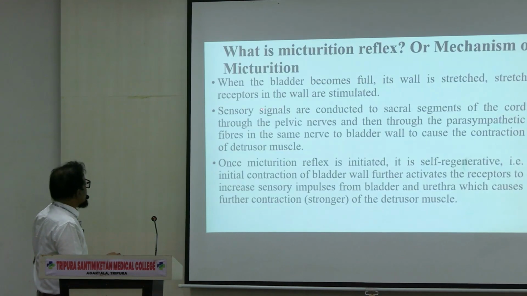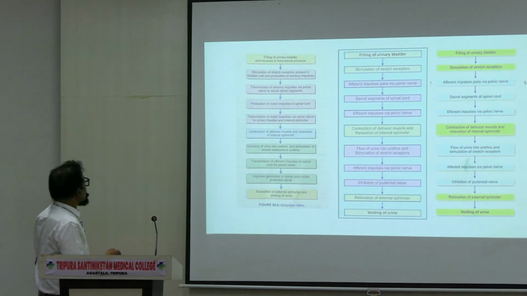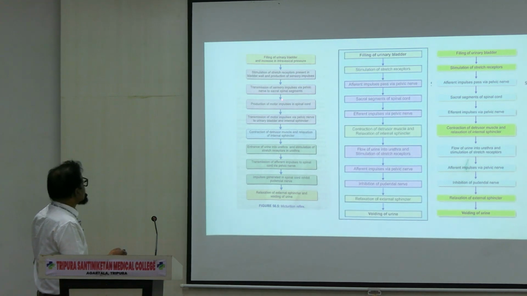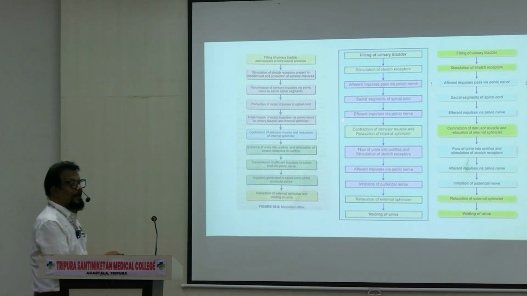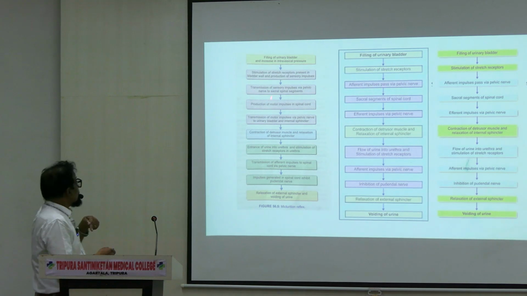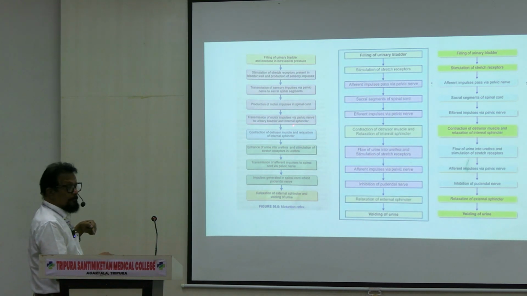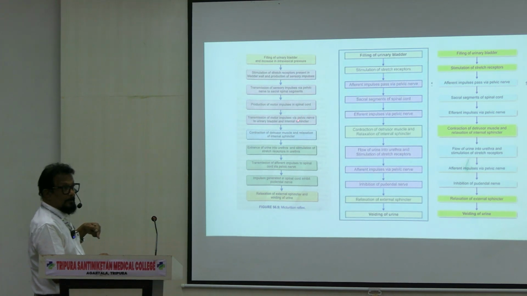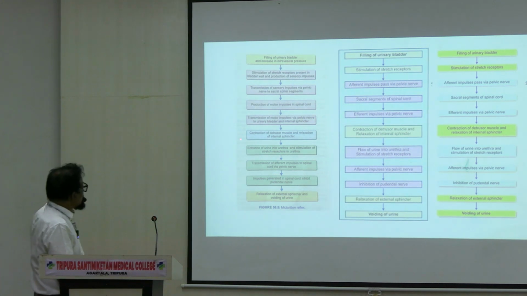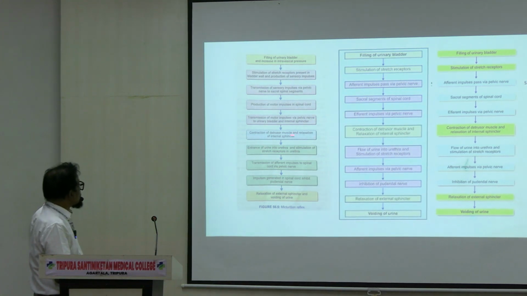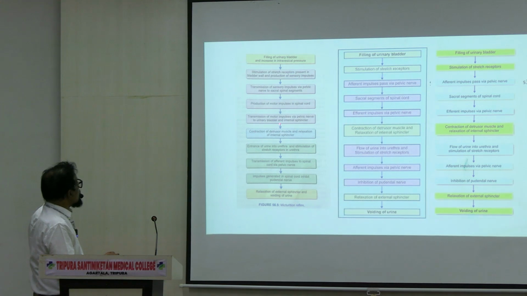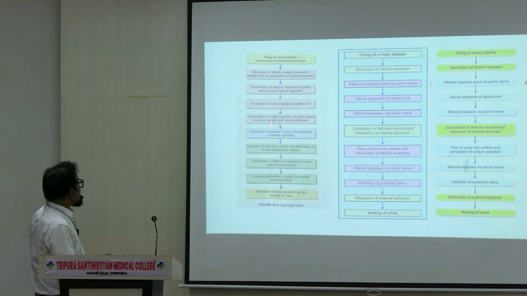So this motor impulse will travel through the efferent nerve. What is the name of the nerve? The pelvic nerve. So through the pelvic nerve it will come to the urinary bladder wall and the internal sphincter.